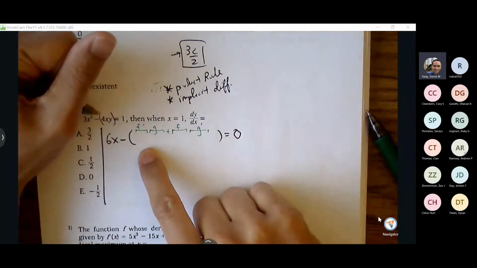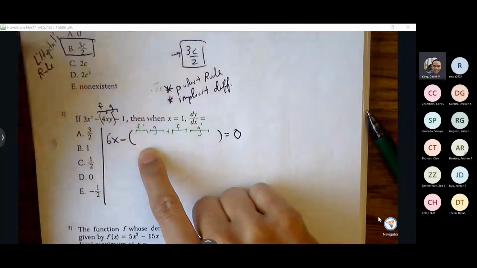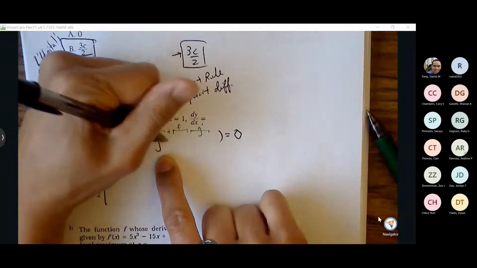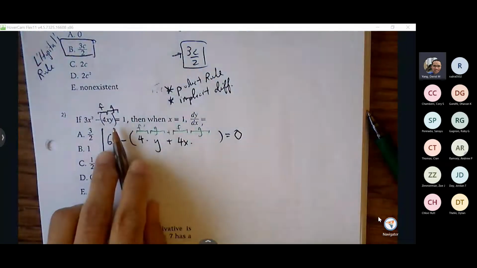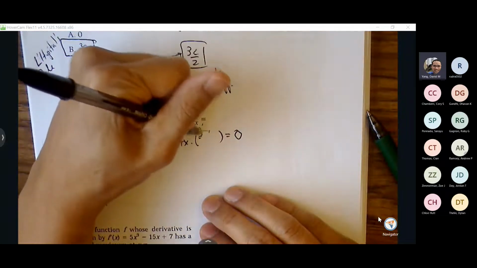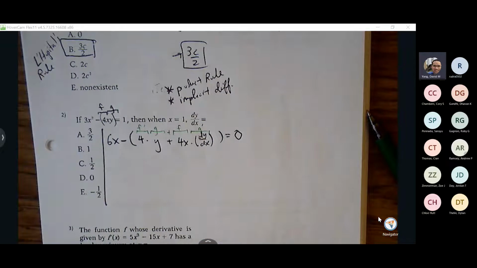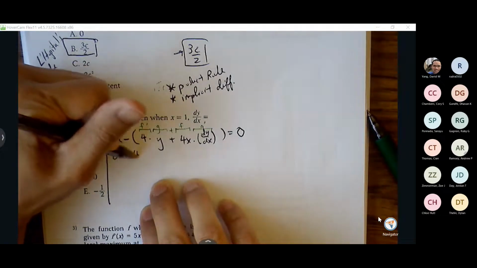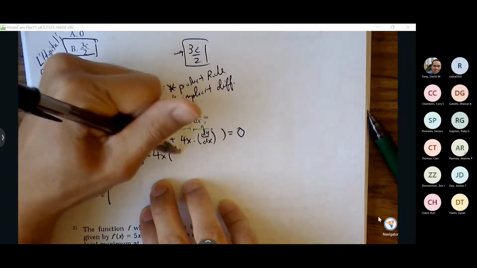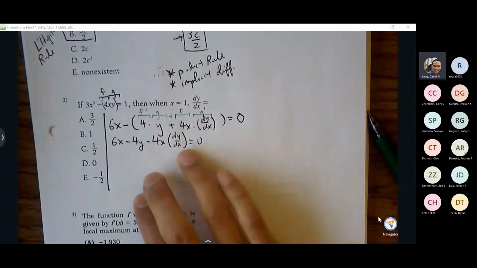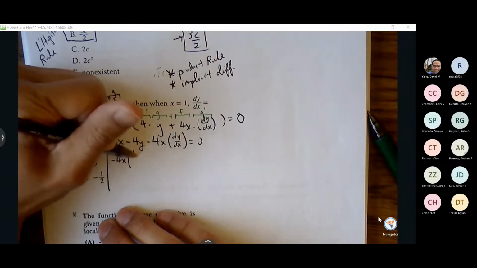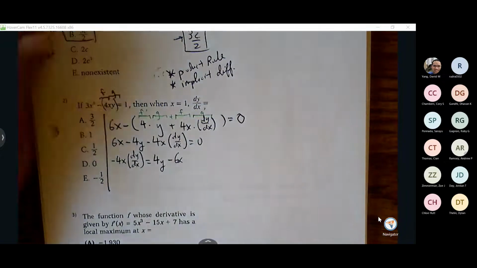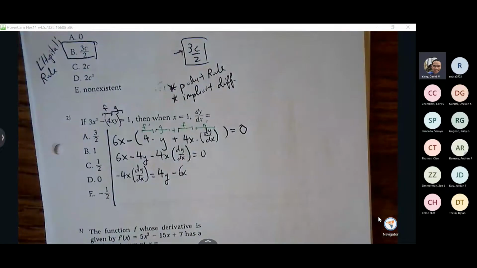All right, f prime g, my f is 4x. My g is y, so 4x becomes 4 times g. G is the original. Back to f, and then g prime. So y's derivative is 1. Make sure we don't forget to attach dy/dx. Let's do some cleanup here. Solve for dy/dx. And divide both sides by negative 4x.